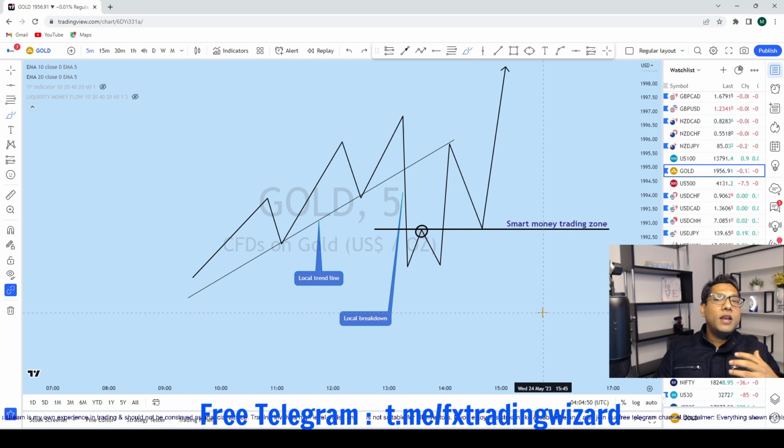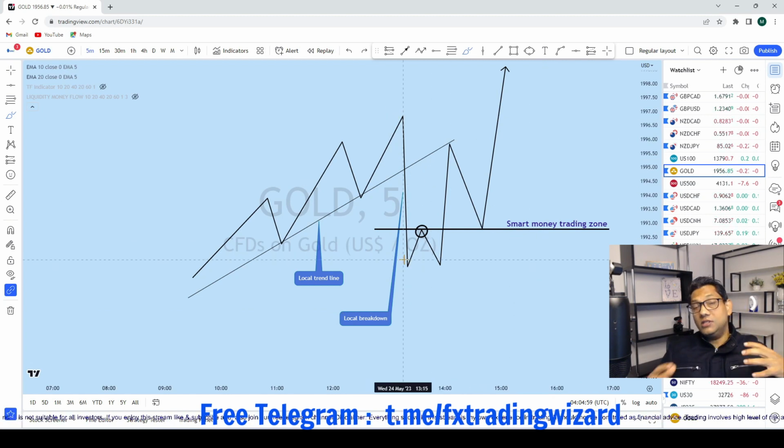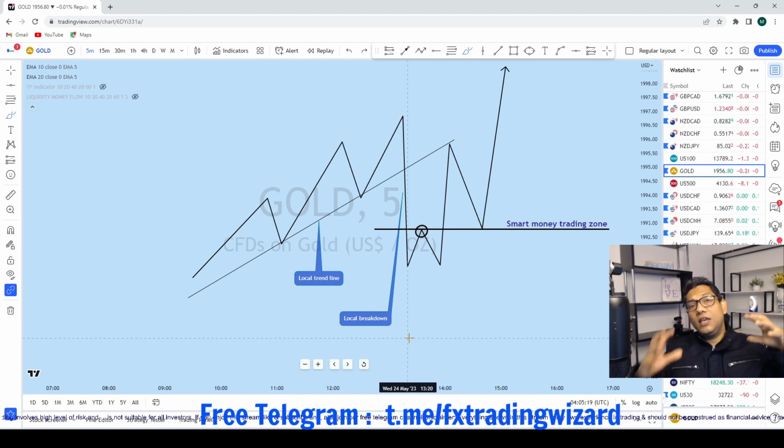Now what is a smart money area? A smart money area is the big boy zone where they are buying or selling in the market. In fact, this local breakdown is done by the big boys, the bigger investors who are the main players moving the market. They manipulate the market to break this, and then when the market forms this structure, this is where the smart money buys again, and the reason they break this is to grab liquidity. As you know, liquidity is the fuel of the market.